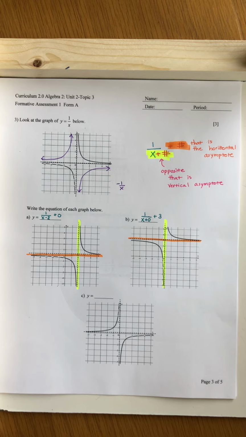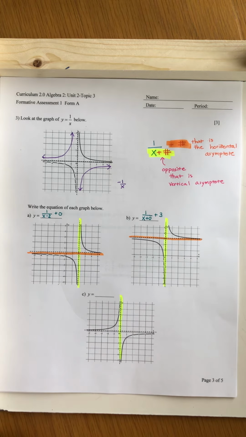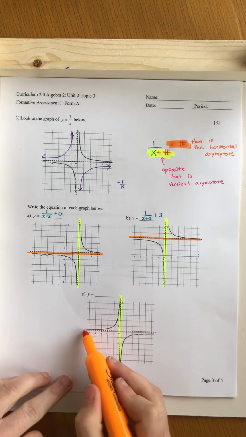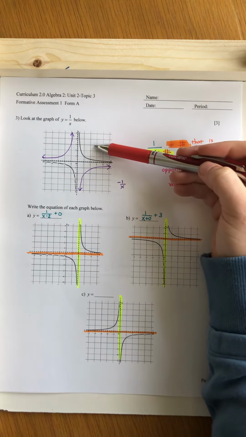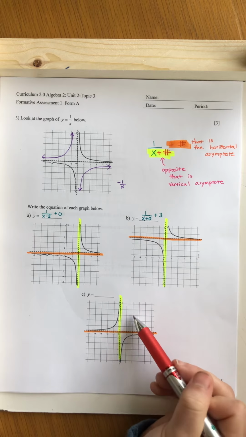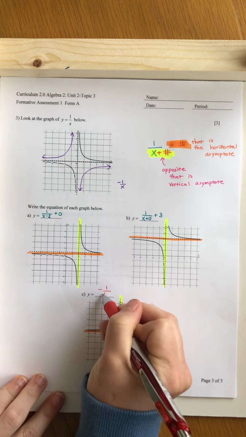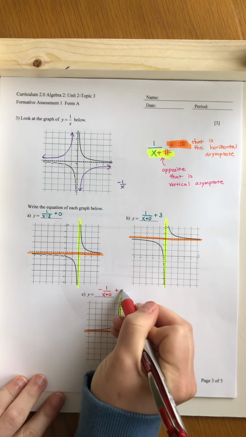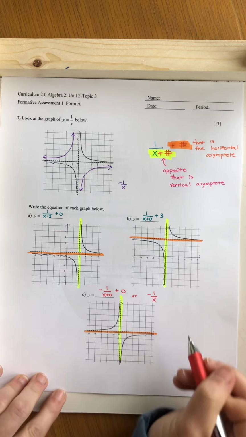For the last graph, we have a vertical asymptote at 0, a horizontal asymptote also at 0. But what's different about this graph? Instead of it being in that first quadrant, like the rest of these, it's in the opposite quadrants. So it's going to be negative 1 over x plus 0 plus 0. Or you could just write it as negative 1 over x.